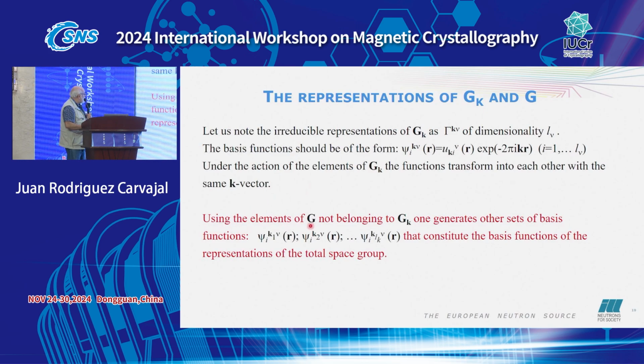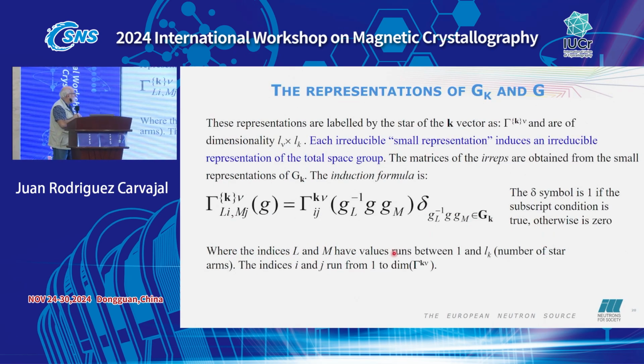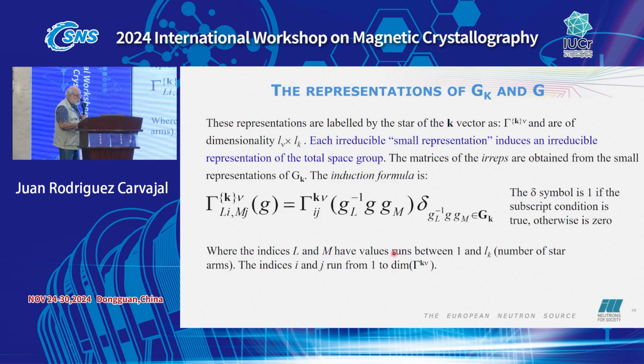Then using the element of G not belonging to GK, one generates other sets of basis functions that constitute the basis functions of the representation of the total space group. I will not enter into the detail, but you have to know that there exists a formula, the induction formula, that constructs the representations of the full space groups in terms of the representations of GK, the small representation of the propagation vector group.